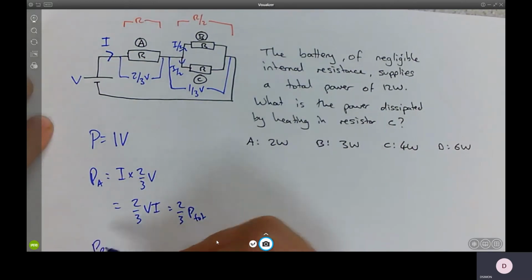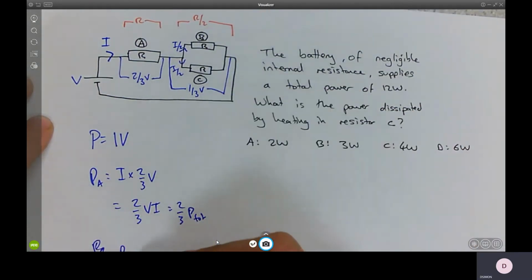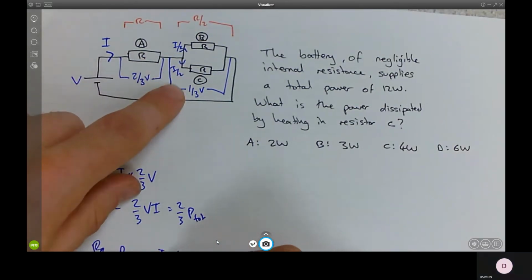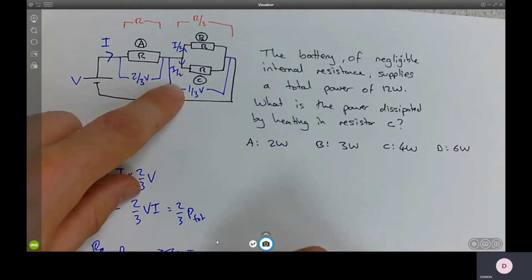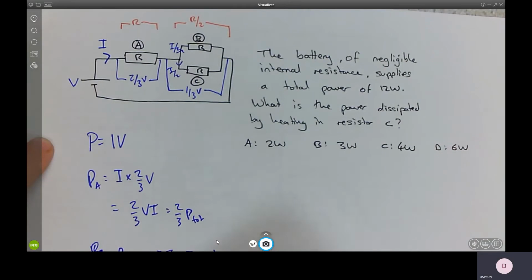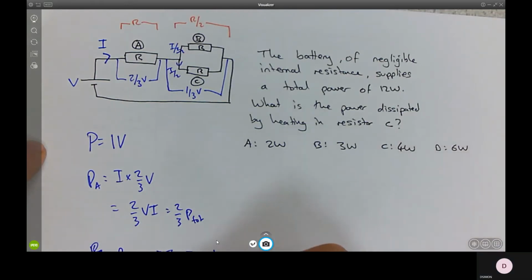If I look at the power in just B, actually no, it's C, isn't it? So let's look at the power in just C. This is going to be I over 2 times by, I over 2 times by 1/3 V. So we can neaten that up to be 1/6 of the total power. So IV again, total power, so that's 1/6 power total.